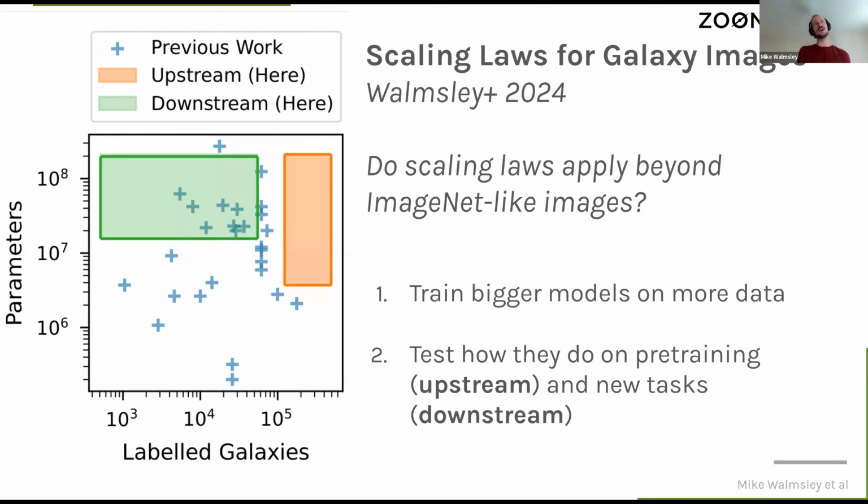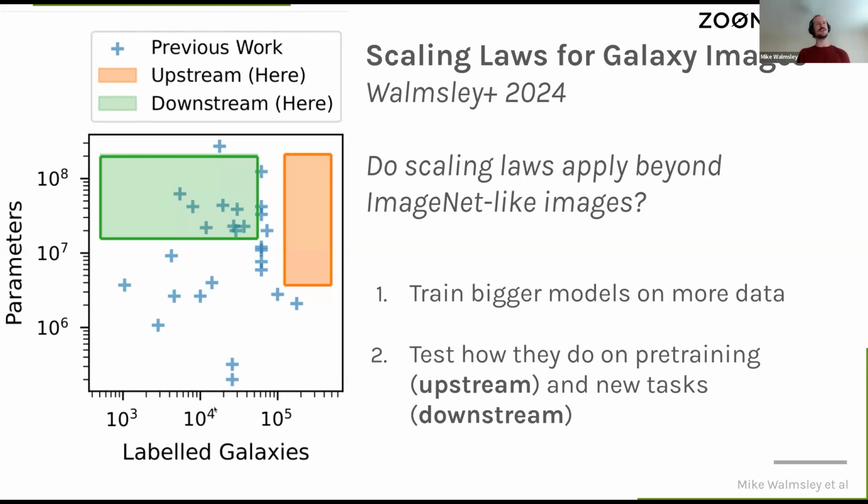So in this recent paper, I wanted to just do the very simple test to say, can we reproduce these scaling laws in astronomy? And the setup is like so. We're going to train the biggest models we can on the largest data set we have in astronomy. We're going to see how well they do in pre-training, the upstream part, and how well they do downstream. And we'll compare that to training directly on the downstream tasks from scratch.